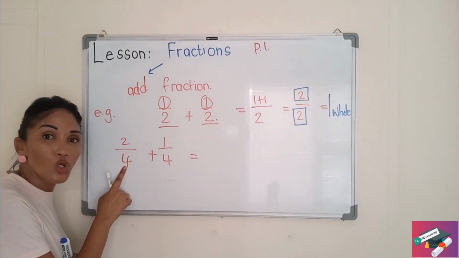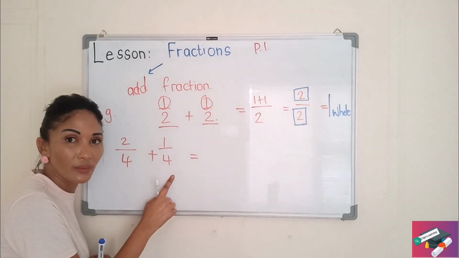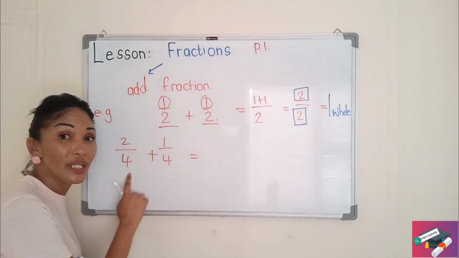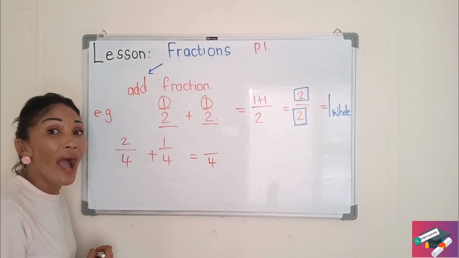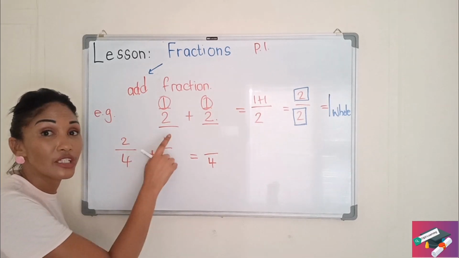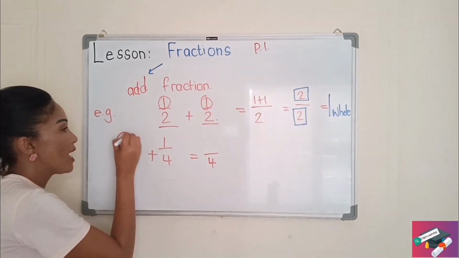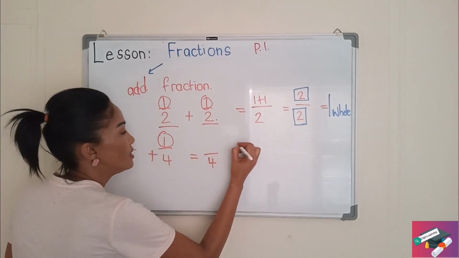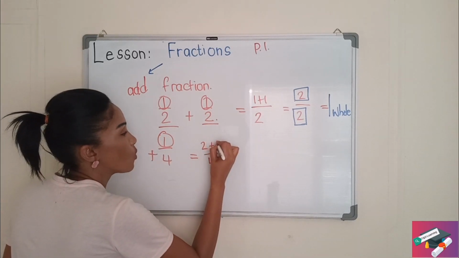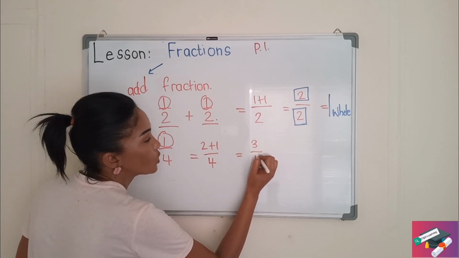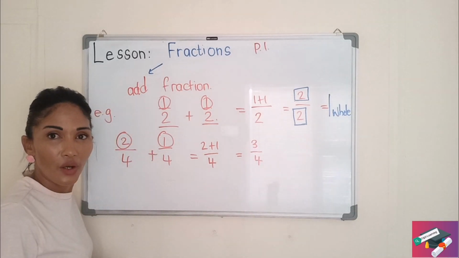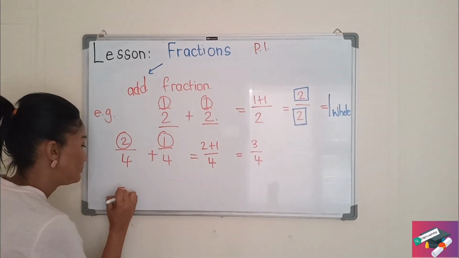So, 2 quarters plus 1 quarter. My denominators are the same, so I write down my 4. I add only my numerators together. So I'm going to add my numerators together. So it's 2 plus 1 is 3 quarters. Okay, let's try another one.